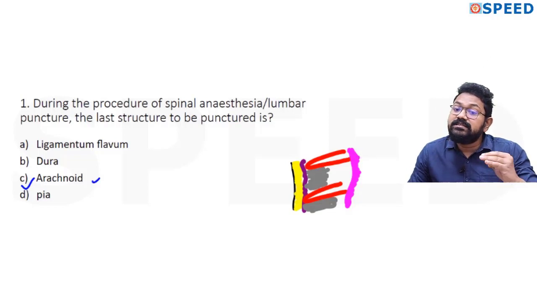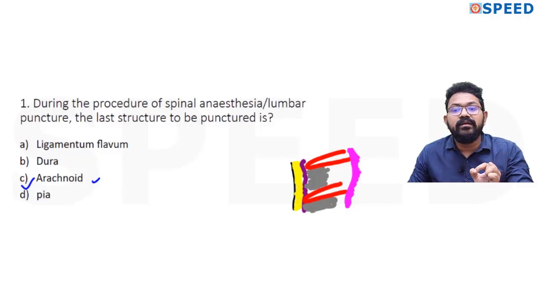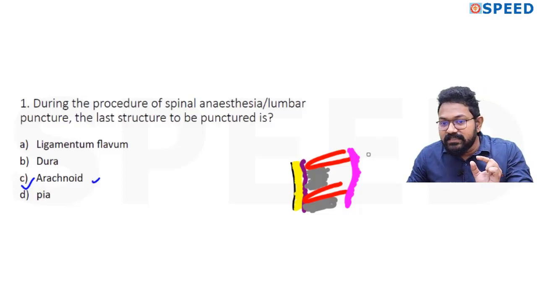Now once you have punctured the ligamentum flavum, then you are going to enter a very small area or a small space, right? Following the space, you are going to have something which is called as the dura.